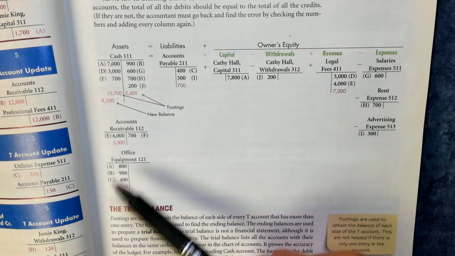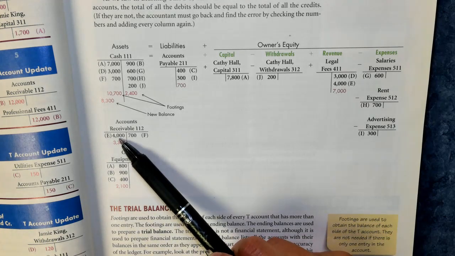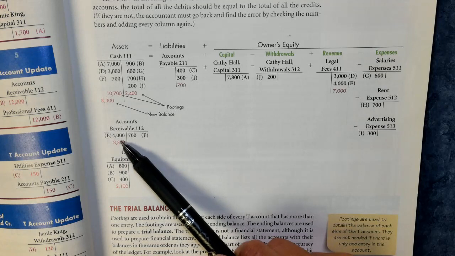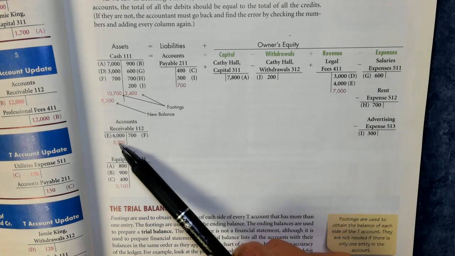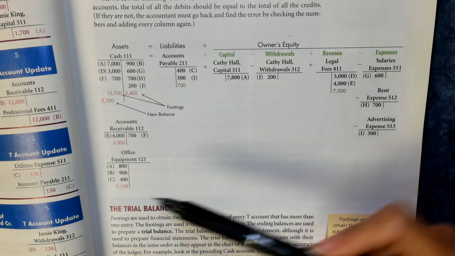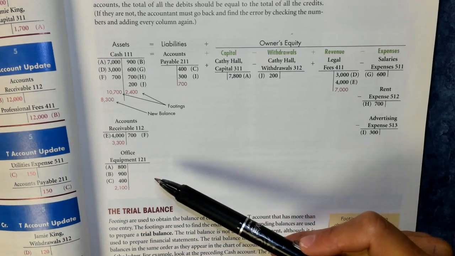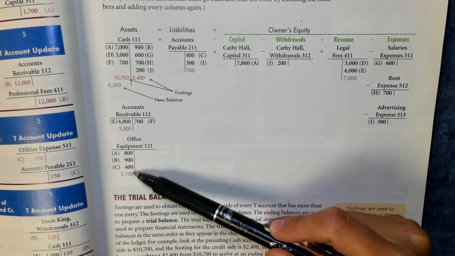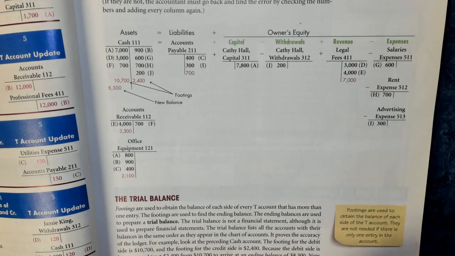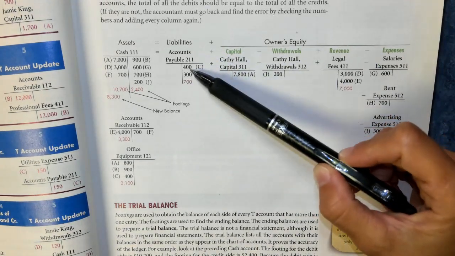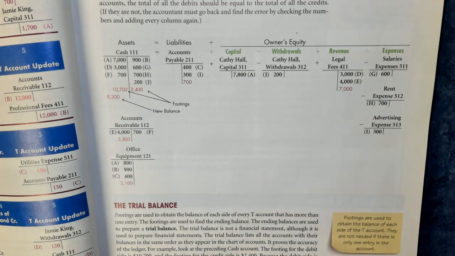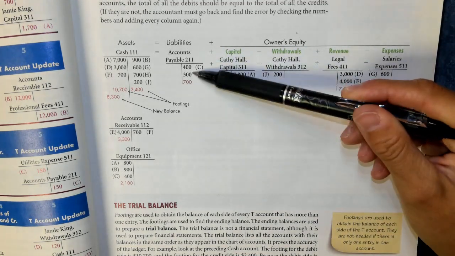So let's look at accounts receivable. We have 4,000 on the debit, 700 on the credit side. So we subtract 700 from 4,000, and we put our ending balance of 3,300 on the debit side. For office equipment, we add it all up and it stays on the same side. When we move over to our liabilities, again, we add our 400 and 300, keep our 700 on the right side. That's the ending balance in the credit side.